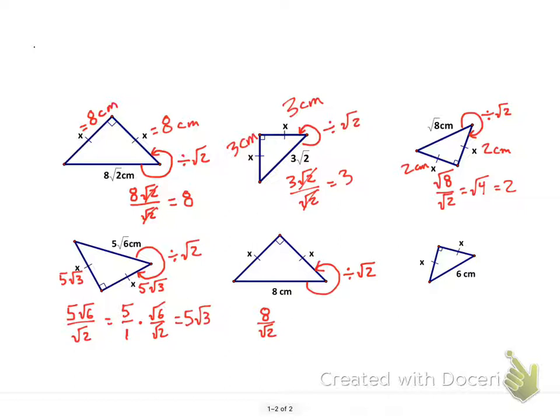We do not want to leave it this way because we got a square root of 2 in the denominator, and you'll never see that as an acceptable answer. So we need to rationalize. Take that square root of 2, multiply by that number over itself.